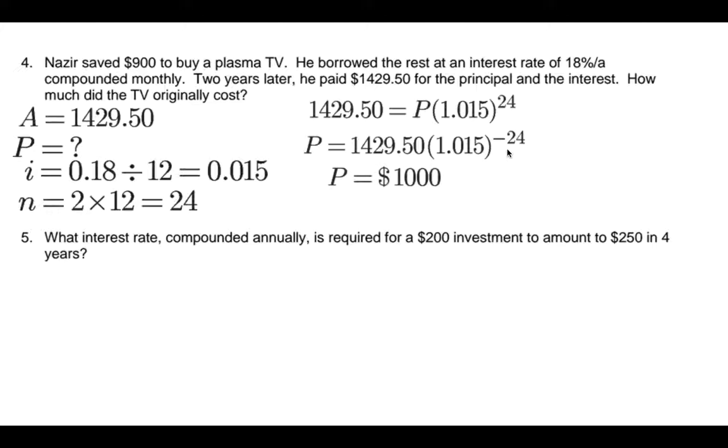So the principal is 1,000. How much the TV costs? Well, you could say he borrowed 1,000, but he saved 900 as well. So the TV costs 1,900.